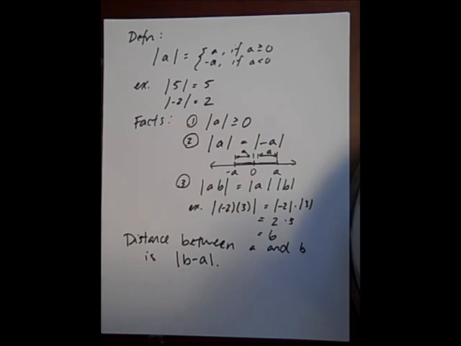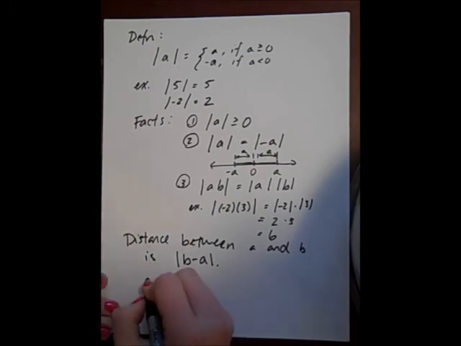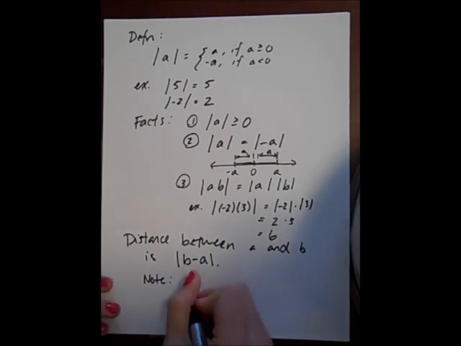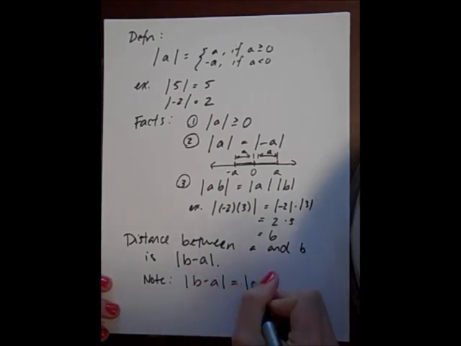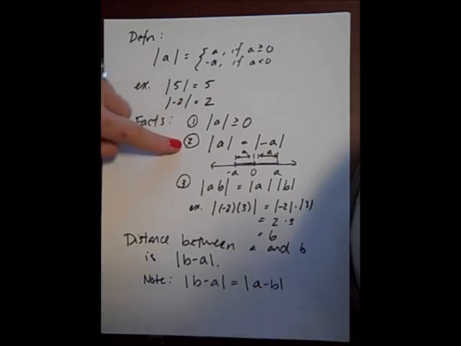So the distance between any two numbers is just going to be the absolute value of one number minus the other. It's important to note that it doesn't matter the order in which you subtract them, because the absolute value of B minus A is the same as the absolute value of A minus B. This comes from the second property up here: the absolute value of A is the same as the absolute value of negative A. So it doesn't matter which one we subtract first.